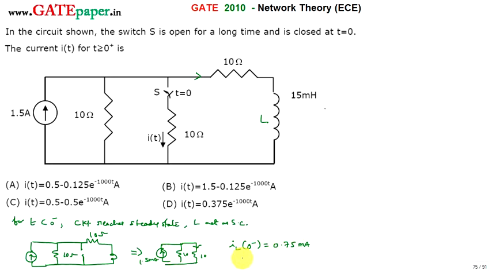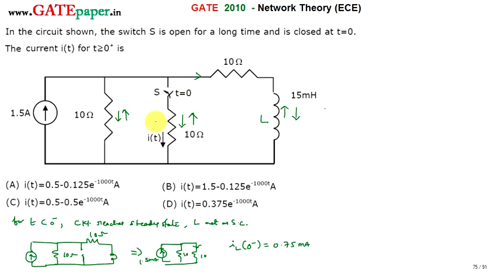So 0.75 milliamperes is the initial current, and later whenever the switch is closed, the inductor current changes, because the currents are going to change, and the inductor is going to achieve a new value of current. It may be less or more, but the inductor achieves a new value. While the inductor is achieving a new value, remember this inductor is in parallel with these resistances. Whenever the inductor current increases, the current flowing through these resistances reduces. If the inductor current reduces, then the current flowing through these resistances increases.